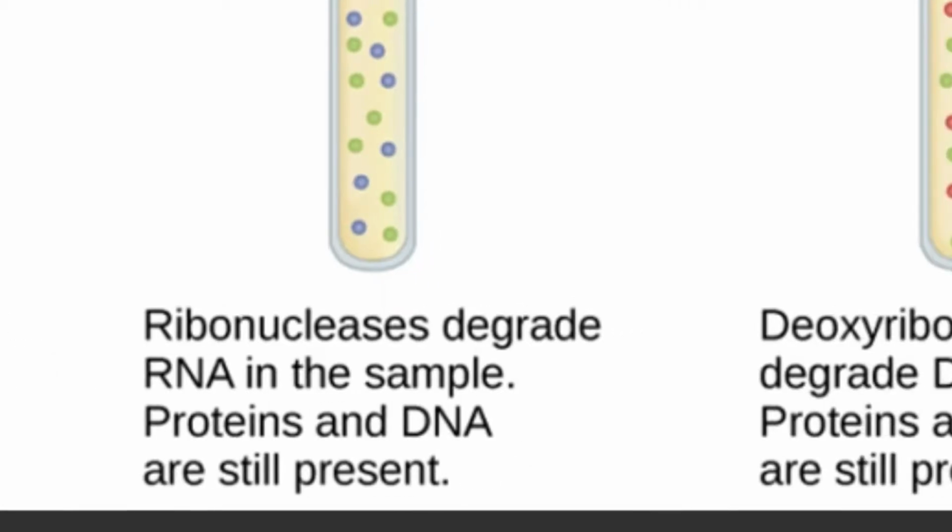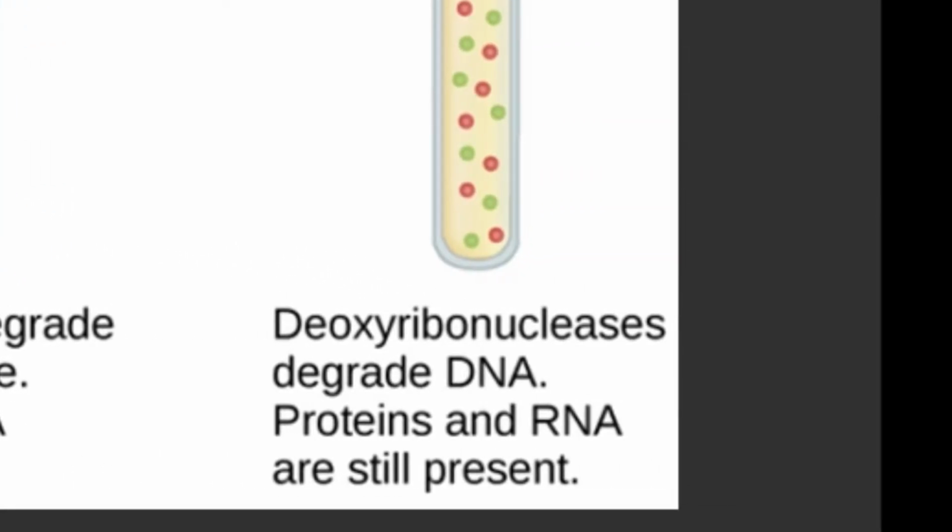In the third experimental tube, deoxyribonucleases are added. Those deoxyribonucleases, of course, degrade deoxyribonucleic acid. So in this tube, proteins and RNA are still present. So if it was the DNA that is the transforming principle, then this tube should have no growth, right?